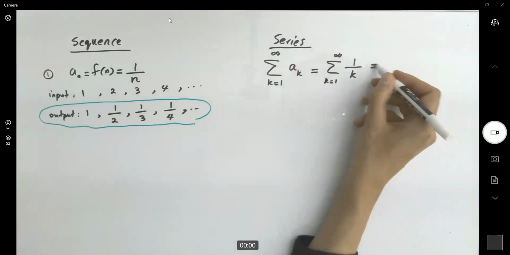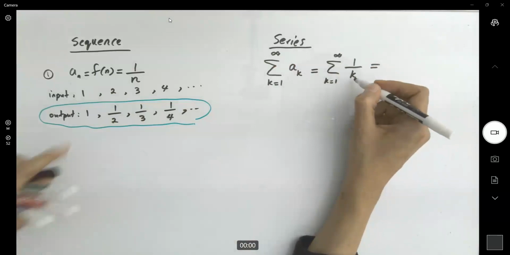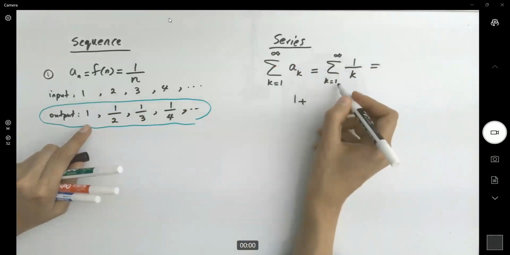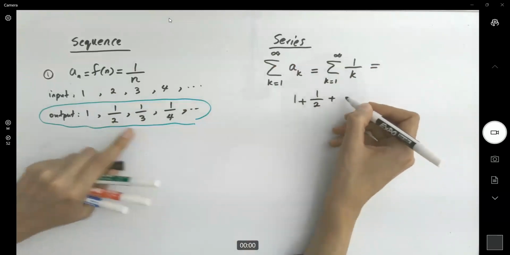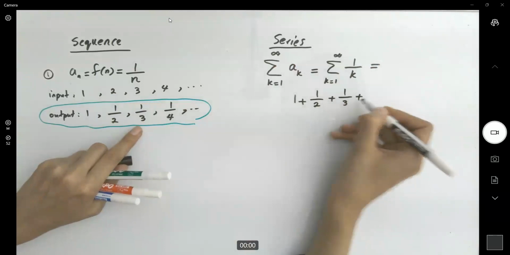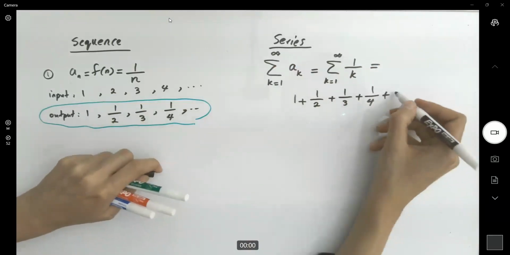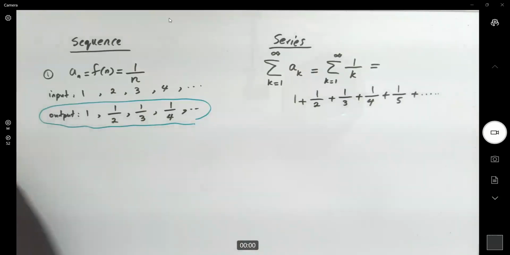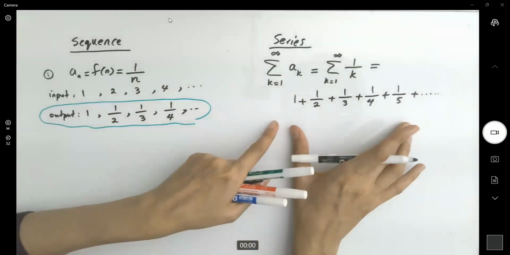So this becomes, if k is equal to 1, you get 1 over 1, which is 1, plus. If k is equal to 2, you get a half. If k is equal to 3, you get a third. If k is equal to 4, you get a fourth. If k is equal to 5, you get a fifth, plus the rest of the terms. The difference between a sequence and a series.